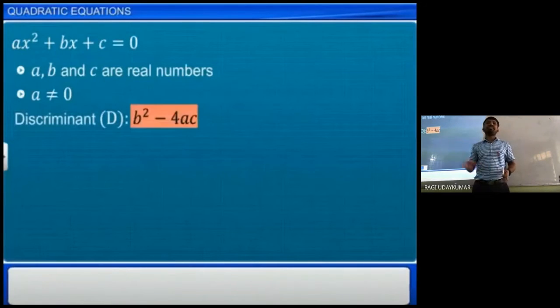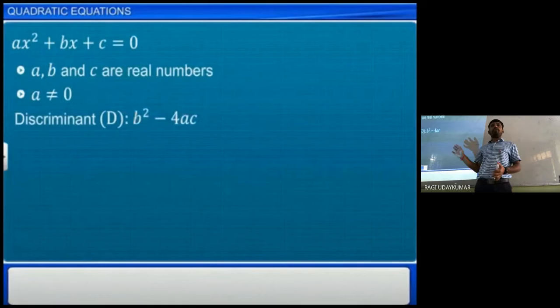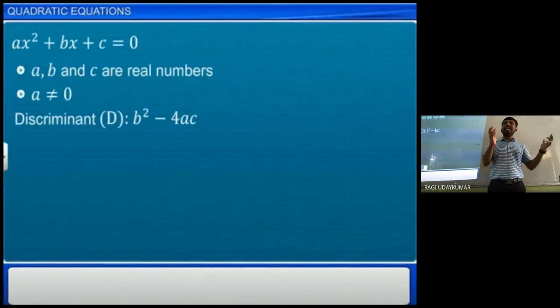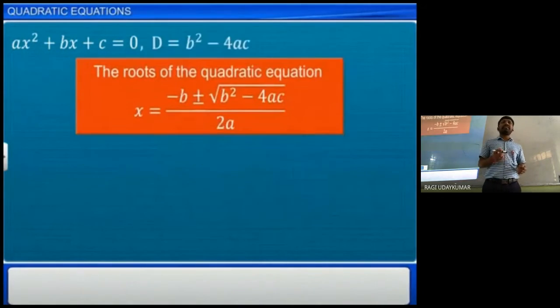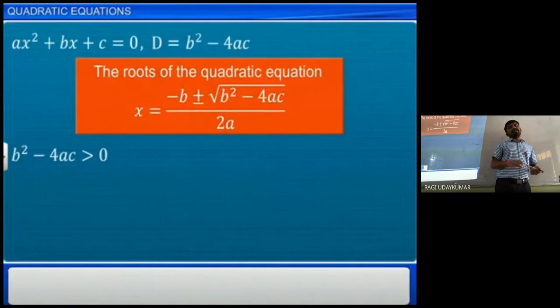The discriminant b square minus 4ac, what I already told you. Based on the discriminant only, we are going to decide. Our delta also will be used. Sometimes we use the symbol delta also for the discriminant. So the roots of the quadratic equation formula is x equals minus b plus or minus under root of b square minus 4ac, by 2a.